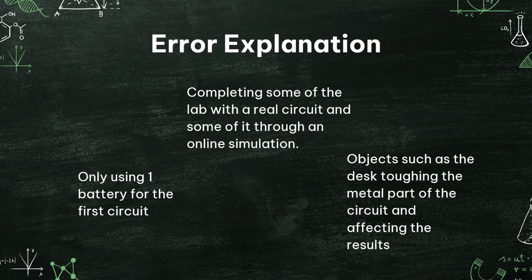Now in this experiment there are a few areas for some error, which are like with my group we only used one battery for the first circuit, which is going to make our results a little bit different, and then also like different objects such as the desk touching the metal part of the circuit, which can skew the results in a minuscule way.